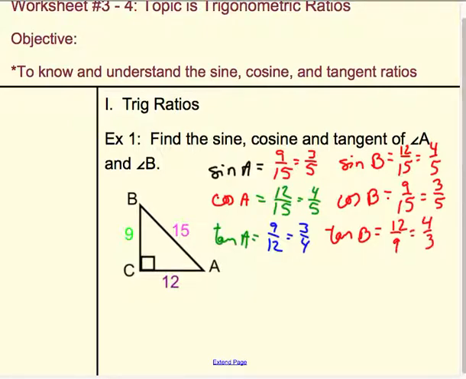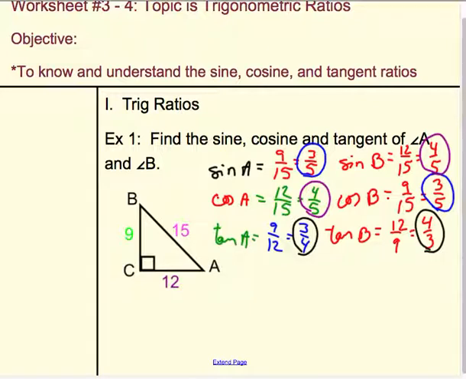So the properties I want you to notice are the sine of A and the cosine of B are equal. That will always happen. And conversely, the cosine of A is equal to the sine of B. The last relationship is that the tangent of A is the reciprocal of the tangent of B. If you think about it, the opposite and adjacent flip when you flip the angles. So that's why the cosine, sine flip, and the tangent flips within itself.